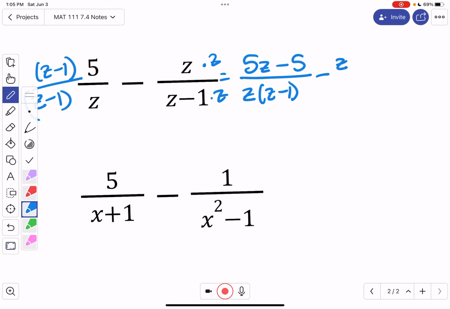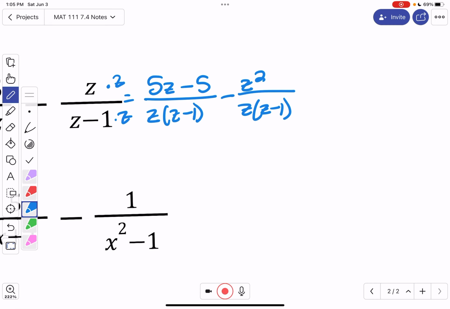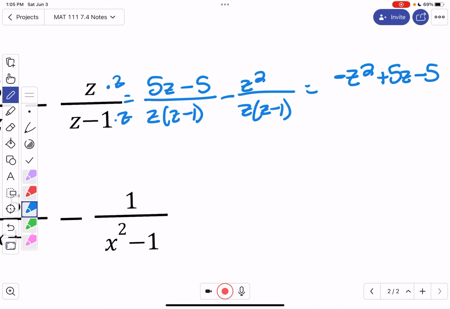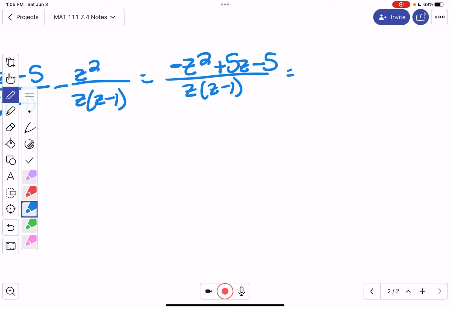So we get minus z squared on top, and then the same thing on the bottom. So now we subtract. There's no z squared, so we have negative z squared plus 5z minus 5 on top, and then z times z minus 1 on the bottom. I'm going to factor out a negative 1 because I like having my a positive. Makes my life easier. And just change all the signs of the other ones.